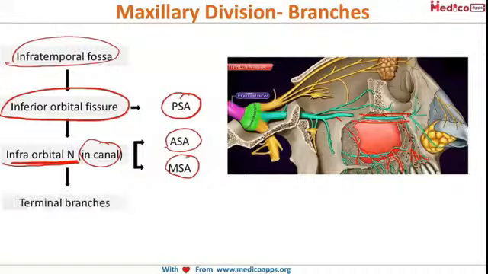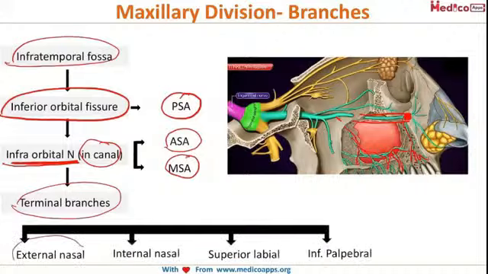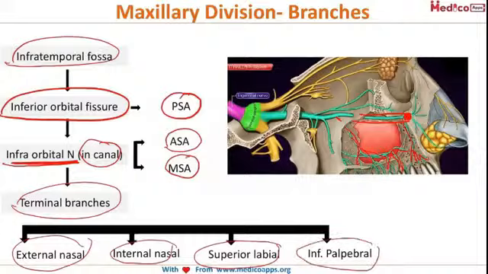Now from there the infraorbital nerve exits through the infraorbital foramen here. This is the infraorbital foramen, and it gives out its terminal branches. So the terminal branches are external nasal, internal nasal, superior labial and inferior palpebral. So we have this is the inferior palpebral, external nasal, internal nasal and superior labial branches.